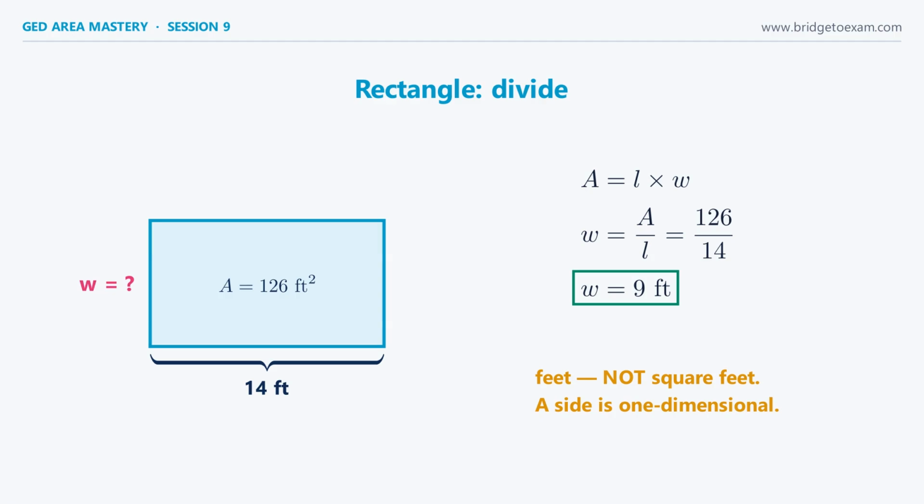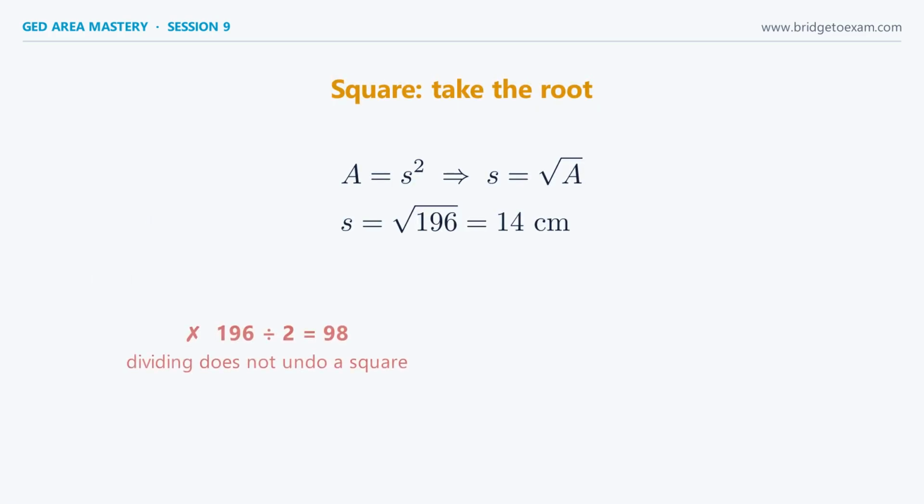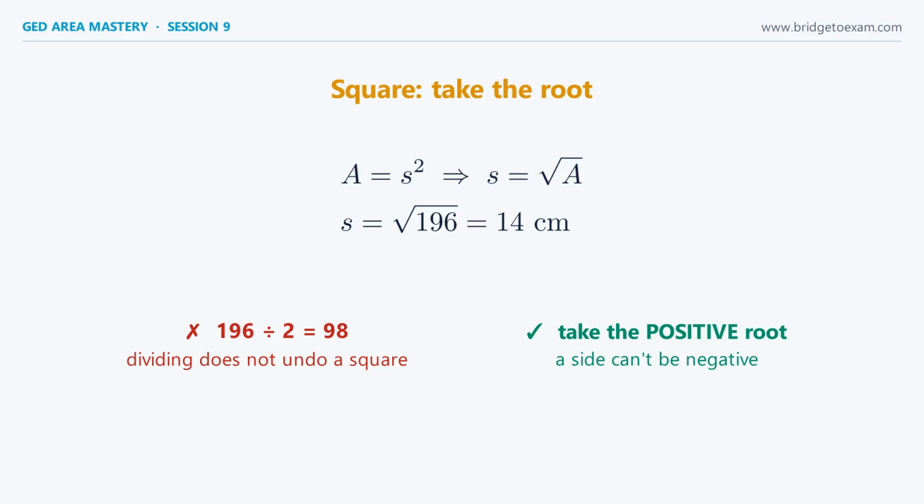The area was squared. For a square, area equals S squared. To undo squaring, take the square root. If the area is 196, the side is the square root of that, 14 centimeters. The trap answer is 98. Dividing by 2 doesn't undo a square, and geometry takes the positive root. A side can't be negative.